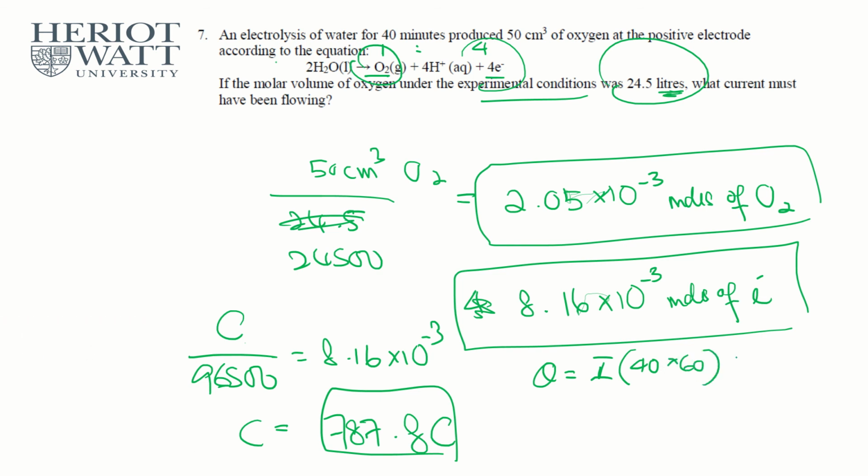Times 60 equals 787.8. Now that's equalized. And then what happened is 787.8 divided by that, you get I equals 0.33 A. Okay, so that's the answer.